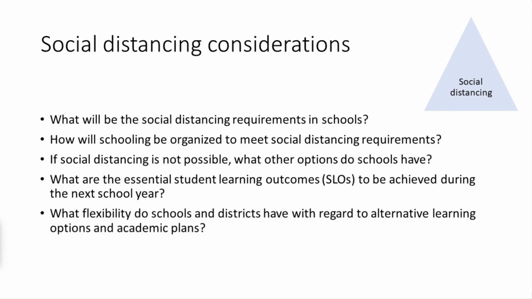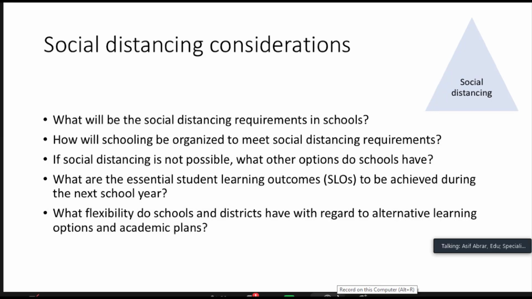There's also implication with regards to the social and physical kind of support that's available in the school, the student learning outcome that has to be achieved, and there's a learning process that has to continue along with the measures that need to be adopted for social or physical distancing. There's also the consideration of the flexibility that schools and districts need to have in terms of different learning models, alternative learning options and academic plans. So these are a few considerations for social distancing. And next slide, please.